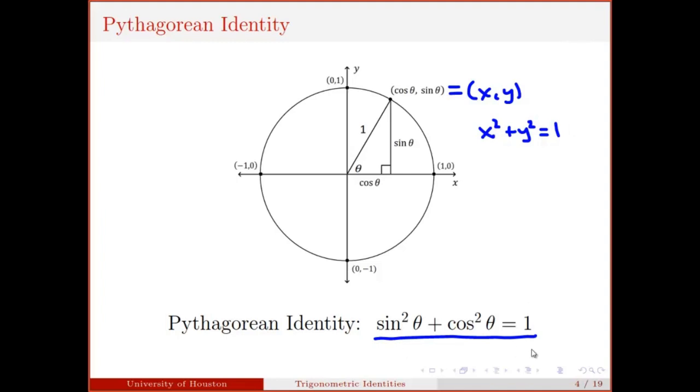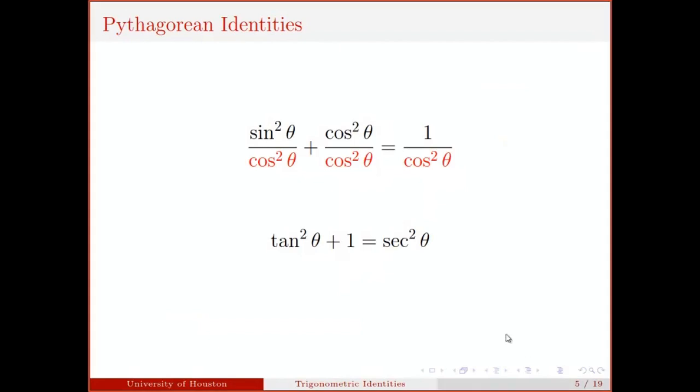From this identity, it is easy to derive two other trigonometric identities. First, if we divide each term by cosine squared theta, we get tangent squared of theta plus 1 equals secant squared of theta. On the other hand, if we divide each term by sine squared theta, we get 1 plus cotangent squared theta equals cosecant squared of theta.